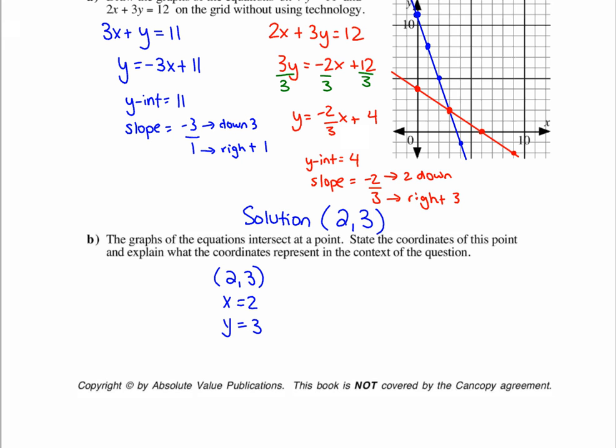But that's great if it's just a graph. This actually has a context. What did x stand for? What about the adult? The price. So the price per adult ticket is $2.